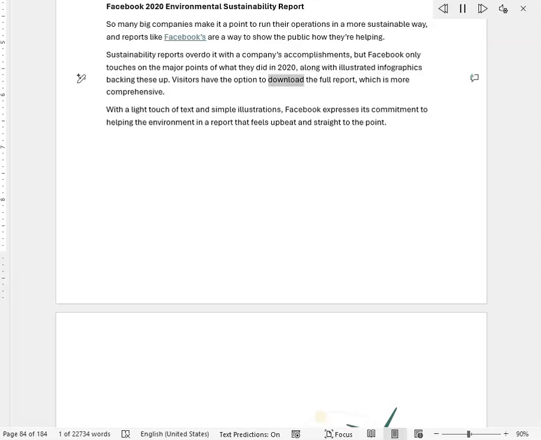Visitors have the option to download the full report, which is more comprehensive. With a light touch of text and simple illustrations, Facebook expresses its commitment to helping the environment in a report that feels upbeat and straight to the point.